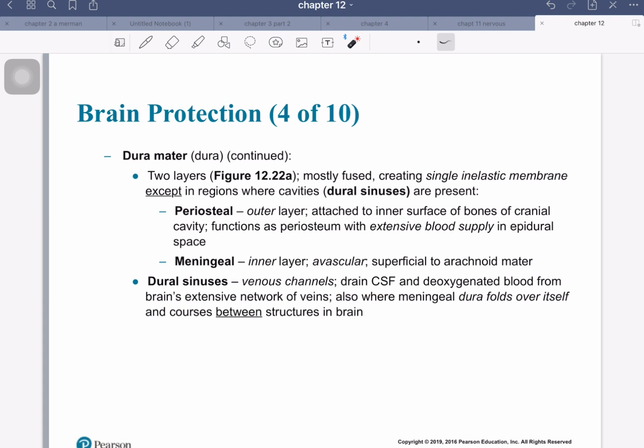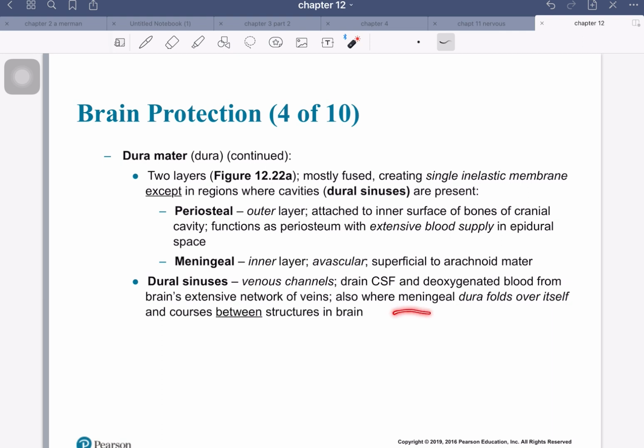Now, we haven't talked about CSF yet, but cerebrospinal fluid is really a derivative of blood. It's not the same, but the components of it come from the blood. It circulates through the ventricles and through the various spaces, and then it's returned to the blood in these venous channels. So they drain CSF and they deoxygenate blood from the brain's extensive network of veins.